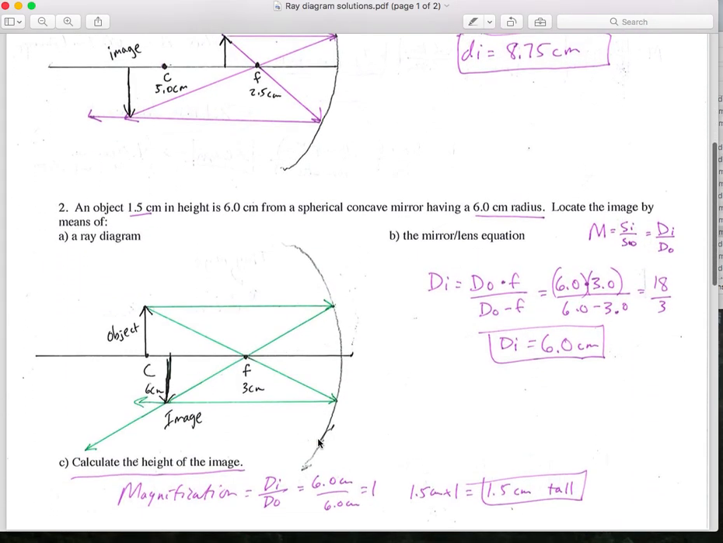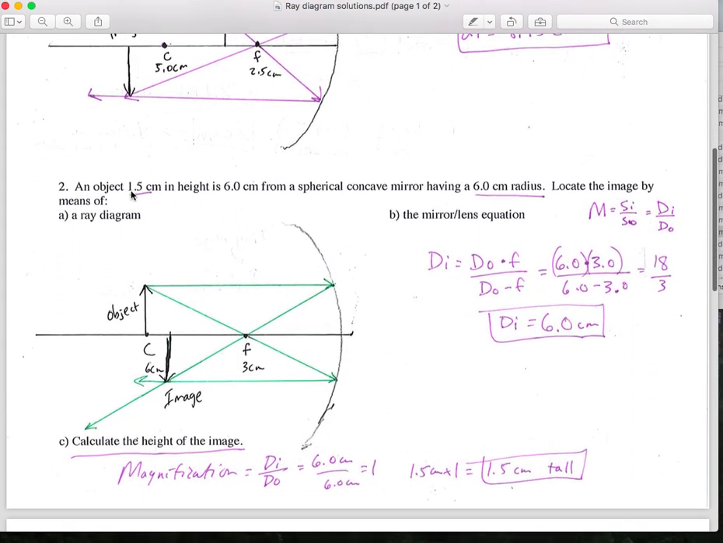For the second one, the ray diagram here, if I have an object 1.5 centimeters in height, 6 centimeters from a spherical mirror having a 6 centimeter radius. So 6 centimeter radius means 3 centimeter focal length. Here's the mirror. That's the center of curvature at 6, focal length at 3. Again, first ray coming in parallel to the optical axis, going back and reflecting through the focal point. Second ray coming in through the focal point and reflecting back parallel to the optical axis.